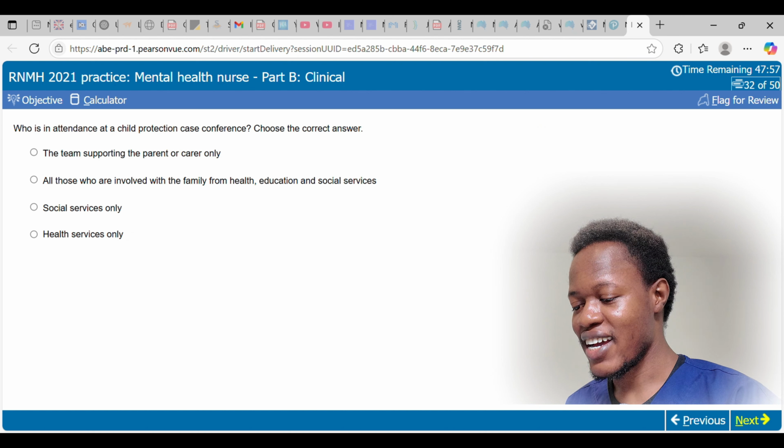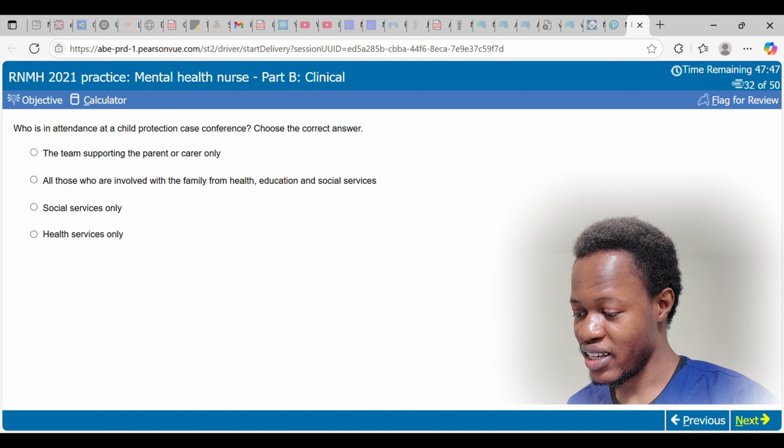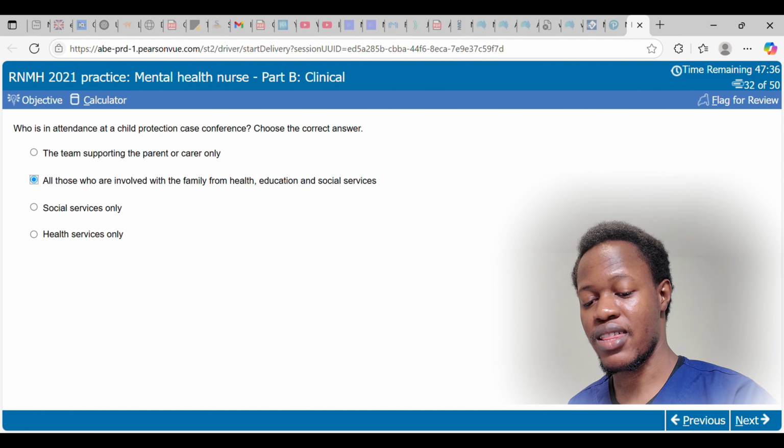Who is in attendance at a child protection case conference? Choose the correct answer. I don't know, but I think it should be... option A says the team supporting the parent or carer only. No, I think it should be all those involved with the family from health, education, and social services. I think so.